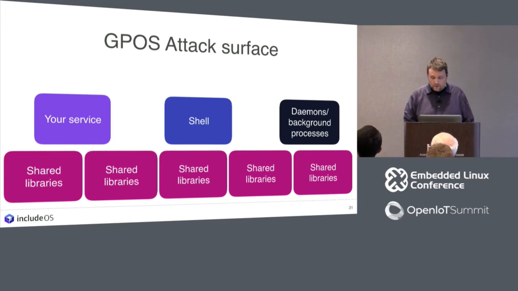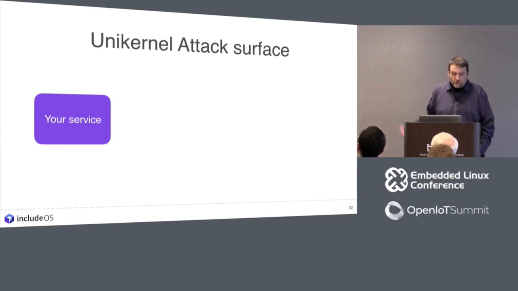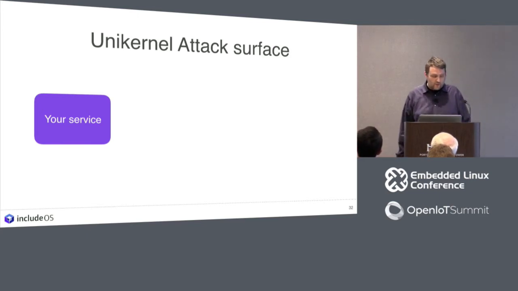In a unikernel, your attack surface is reduced to this. There's no shell, no daemons, no background processes, no shared libraries. So you cannot attack what isn't there.